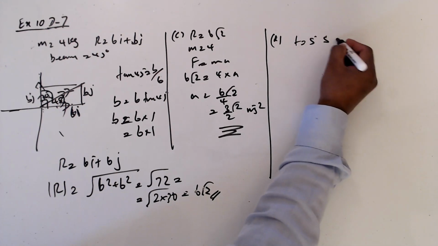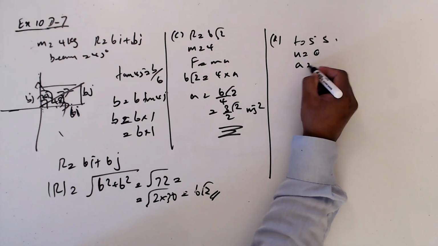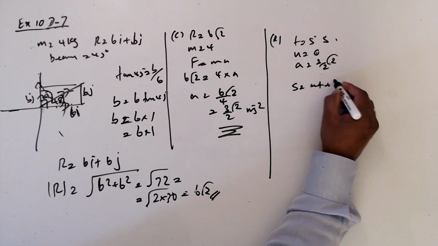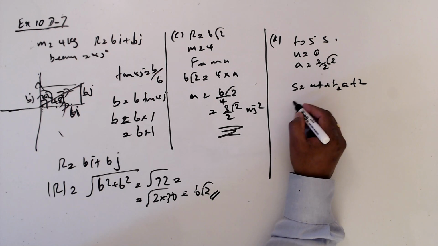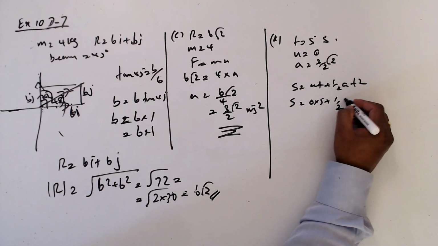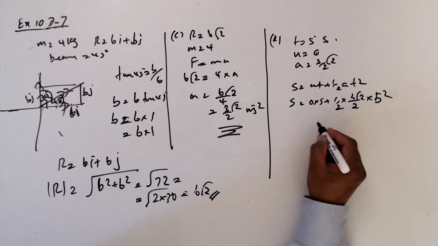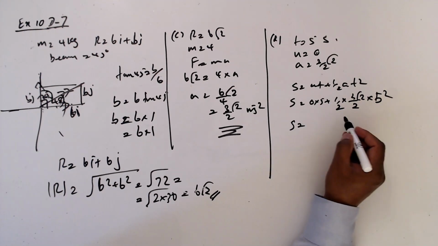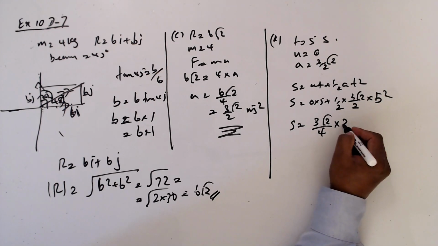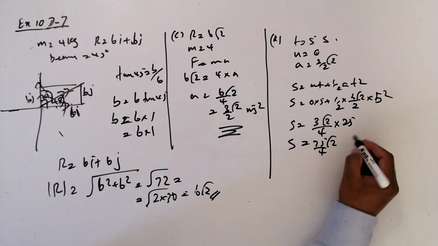Part D, we want to calculate the distance traveled within 5 seconds, starting at rest. We have a as 3 over 2 square root 2. s equals ut plus half at squared, which equals 0 times 5 plus half times 3 over 2 square root 2 times 5 squared. So this equals 3 square root 2 over 4 times 25, which is 75 over 4 square root 2 meters.